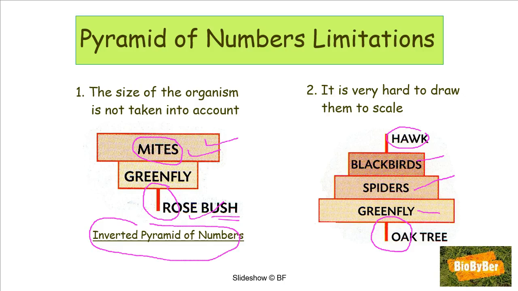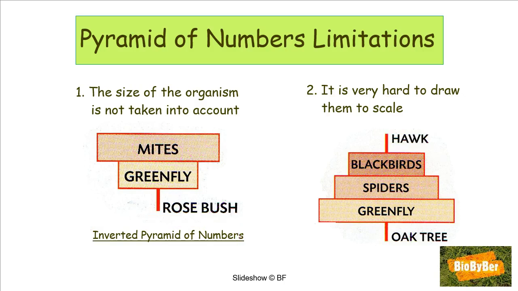It's also very difficult to incorporate detritus feeders and decomposers and put them into a pyramid of numbers, as they do not feed on living organisms. This means it's often impossible to quantify or count the number of organisms that they might be feeding on. So in a nutshell, the limitation of the pyramid of numbers is that it's difficult to take the size of the organism into account, and it's very hard to draw them to scale.